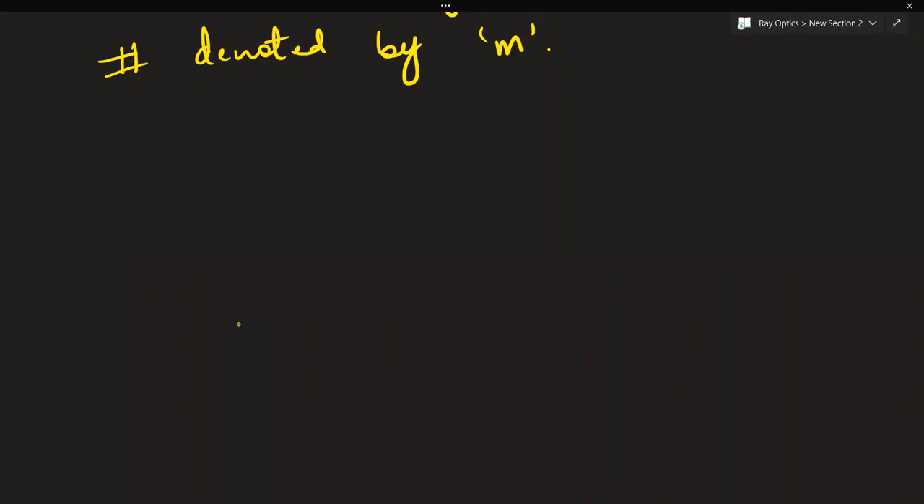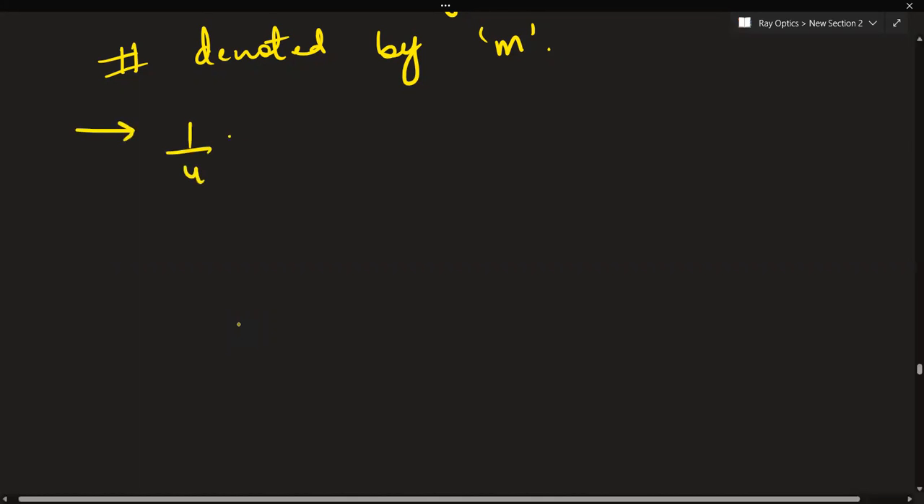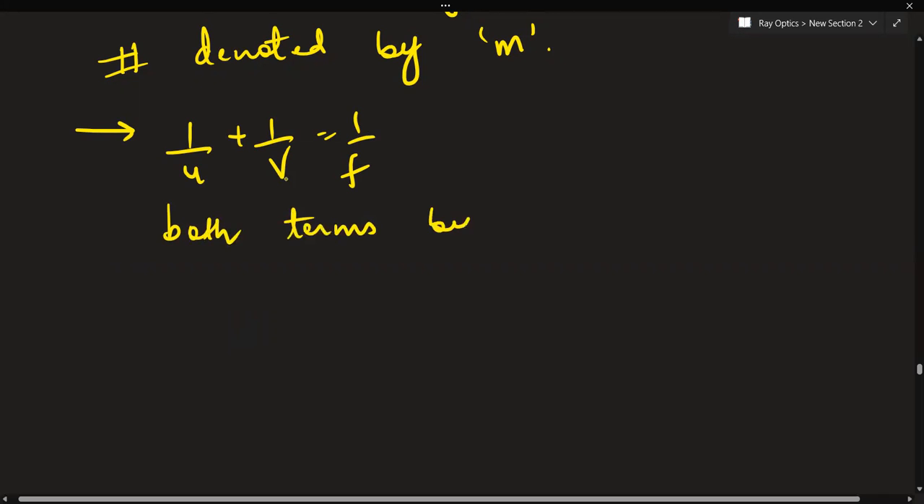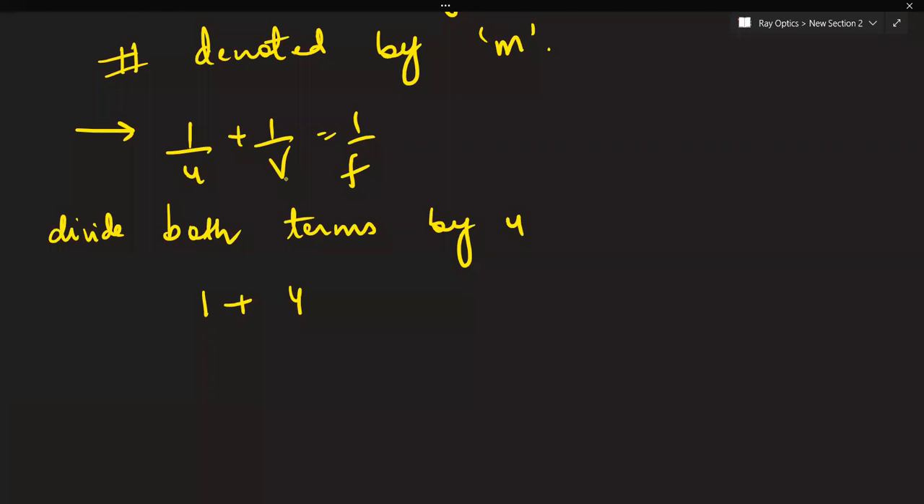Apart from this, in order to save your time, if it just comes in your numerical, then see how you can do it. 1 by U plus 1 by V is equal to 1 by F. From here, if I do one thing, I multiply both the terms by U.